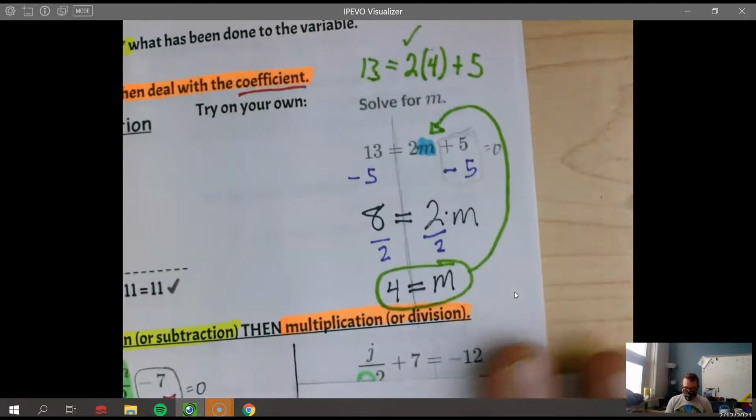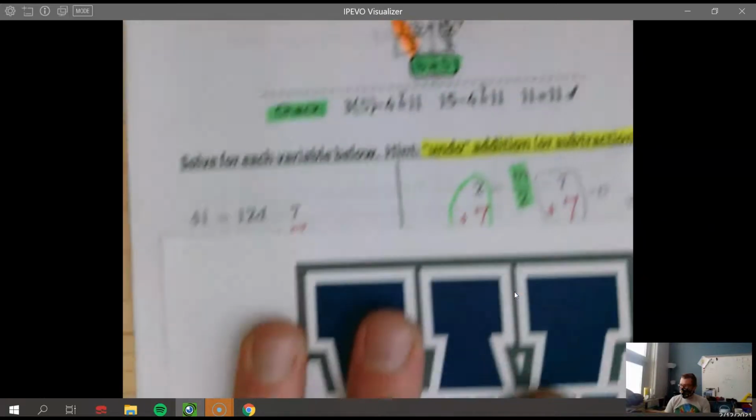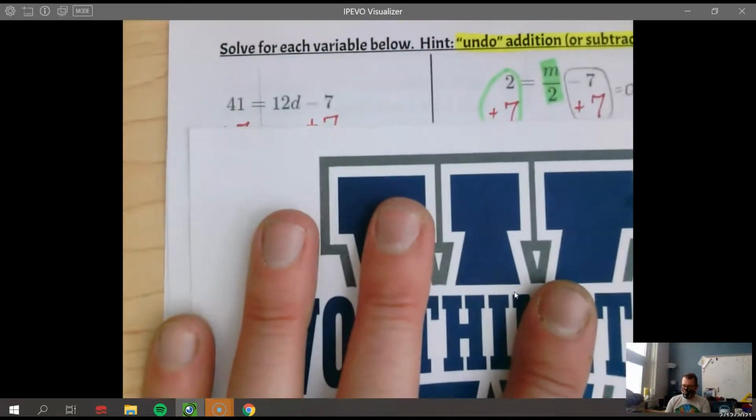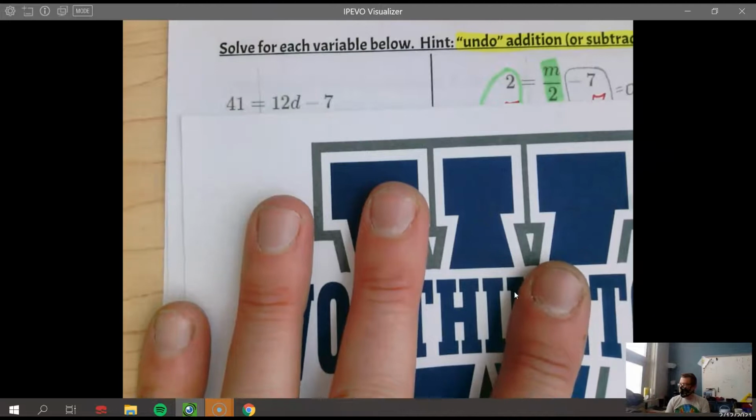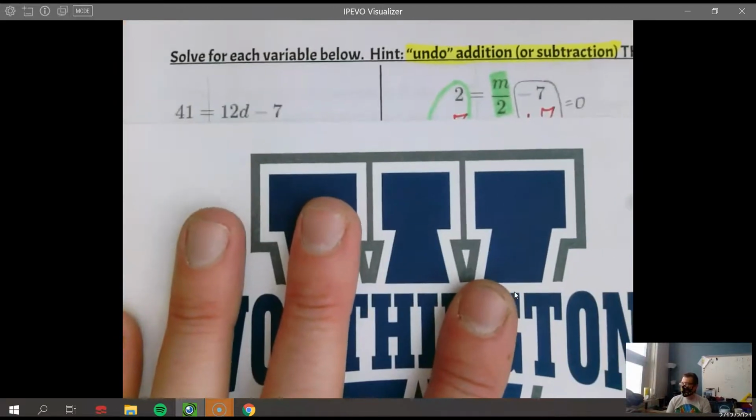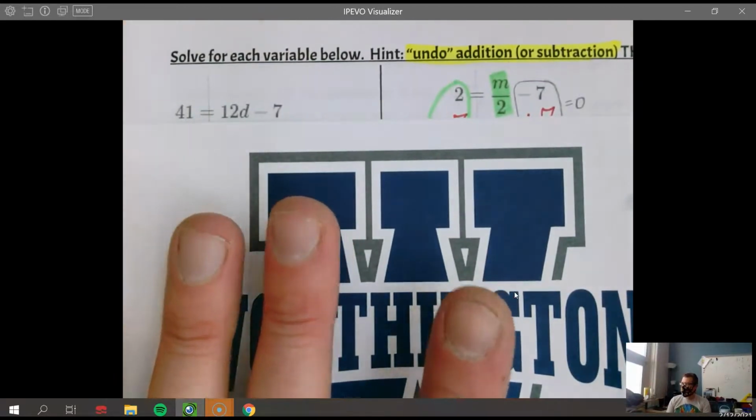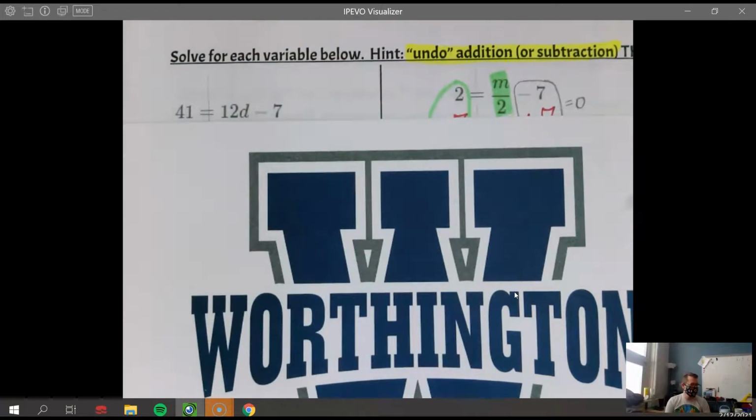So come down here to these problems, and you'll see that the first 2 are going to start just like the other one with undoing addition or subtraction. And it looks like both of these are going to undo subtraction first.